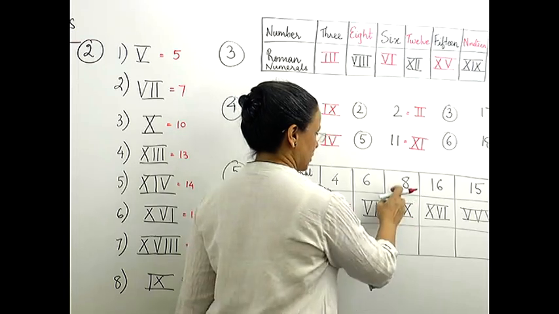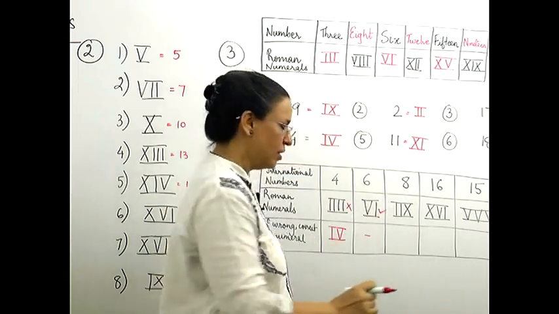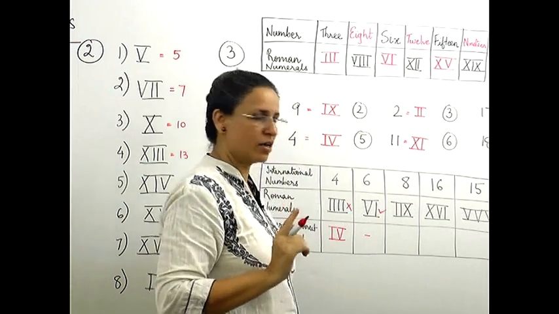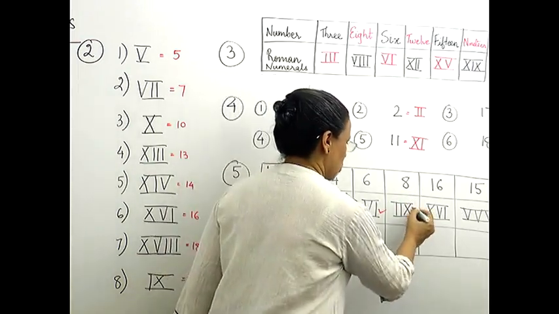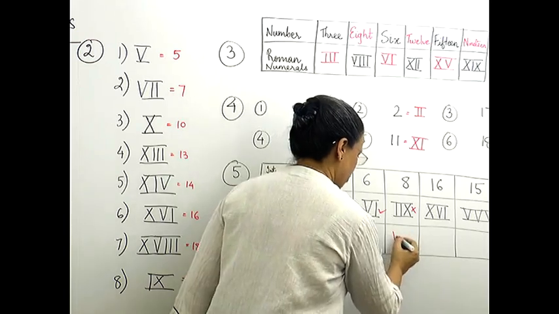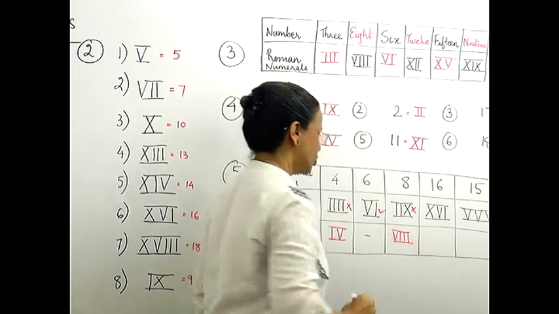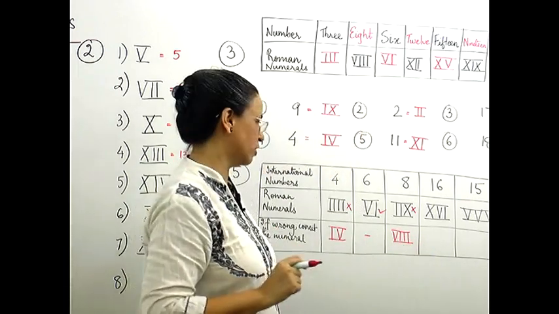Next one, 8. अभी उन्होंने कैसे लिखा है? उन्होंने 10 minus 2 किया है लेकिन 8 के लिए वैसे नहीं लिखते. So this one is wrong. How is 8 written? 5 plus 3 gives us 8. So we will have to write the correct method.